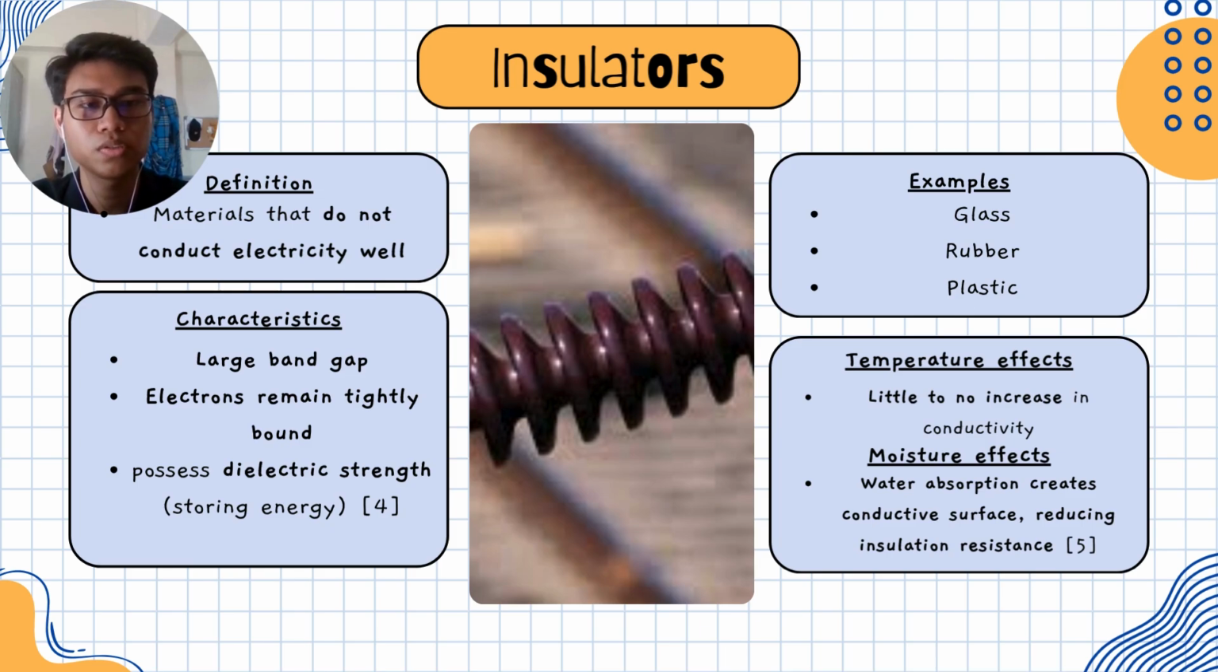A few examples of insulators are glass, rubber, and plastic. There are two factors that could affect insulators, such as temperature and moisture. Temperature causes little to no increase in conductivity in insulators, meanwhile moisture causes water absorption, which creates a conductive surface on insulators, reducing the insulation resistance.